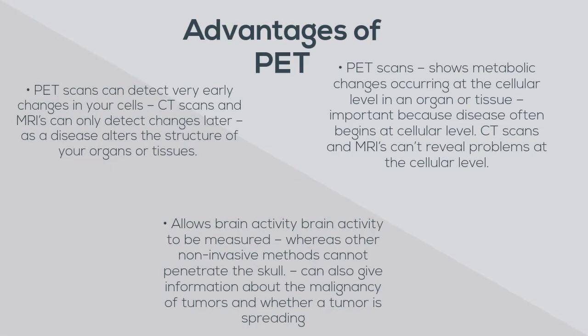PET scans can detect very early changes in your cells. CT scans and MRIs can only detect changes later, as a disease alters the structure of your organs or tissues. Detection of illnesses at the cellular level gives your doctors the best view of complex systemic diseases such as brain tumors, memory disorders, and seizures.